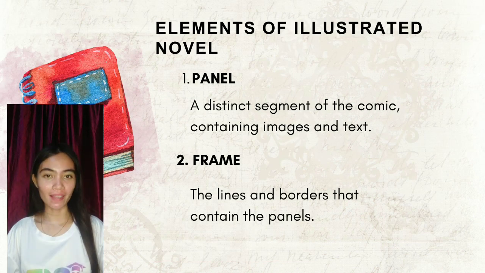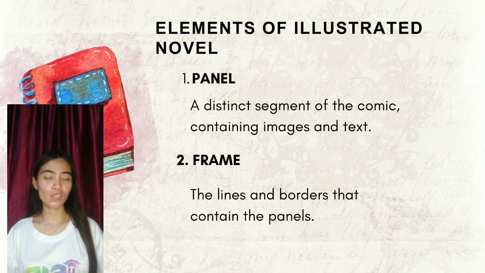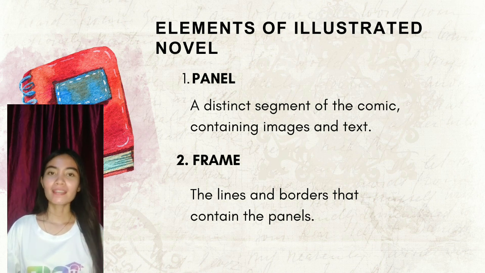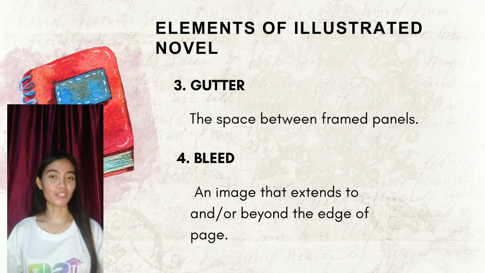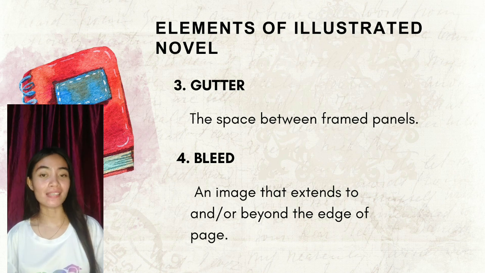Illustrated novels have different elements. So here are the elements of an illustrated novel. First, we have the panel, a distinct section of a comic page that contains both images and text. It's the basic building block of a comic strip or page. Next is the frame, the lines or the borders that define the boundaries of a panel. They separate panels from one another. Gutter, the space between framed panels; it acts as a visual pause and helps to separate distinct moments or scenes.